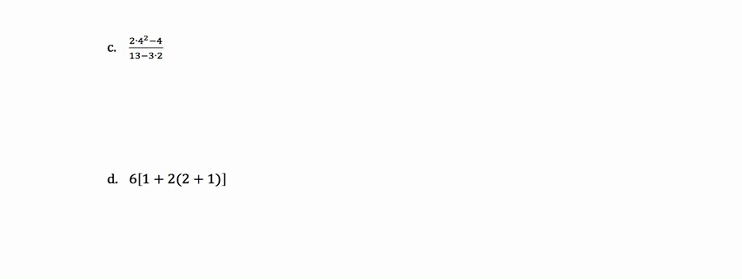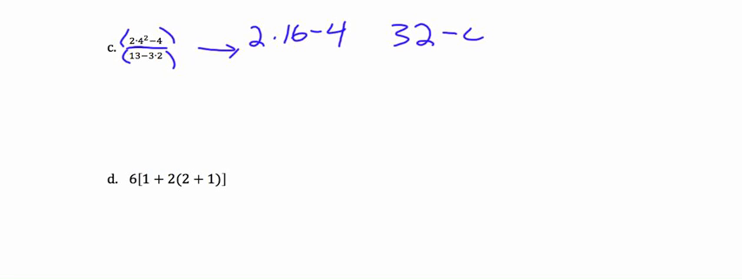All right, C. Remember I said that the fraction bar is a symbol of inclusion? All that means is we need to assume that our numerator's in parentheses and our denominator's in parentheses. We need to do each of those first and follow order of operations. Okay, so in my numerator, I need to do my exponent first and get 16. Then I need to do my multiplication. Then I need to do my subtraction.